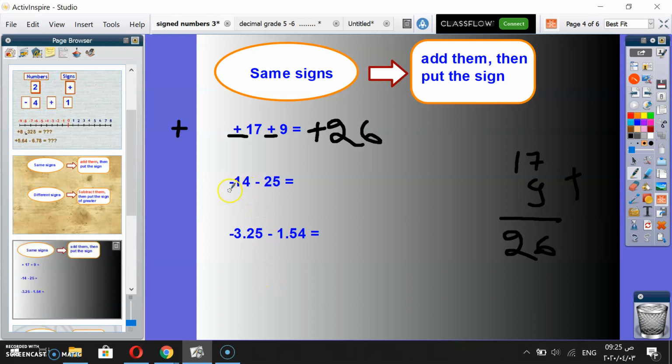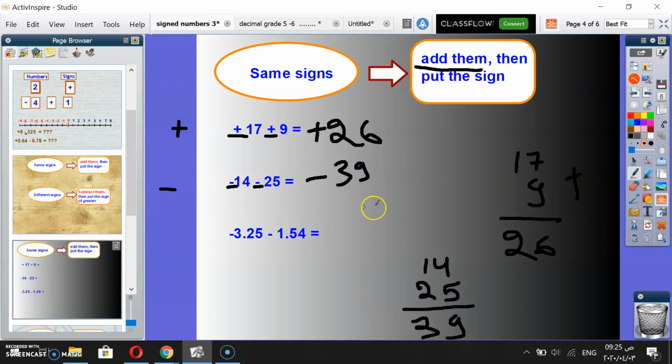Another example, minus 14 minus 25. The sign of 14 is negative, and the sign of 25 is also negative. So they have the same sign, which is negative. So I should also add them and put the sign. The sign is negative, so here is the negative sign. And add them, so 14 plus 25 equal to 39. So minus 39. So I added them because they have the same sign, which is negative, even if we have a negative sign between them.